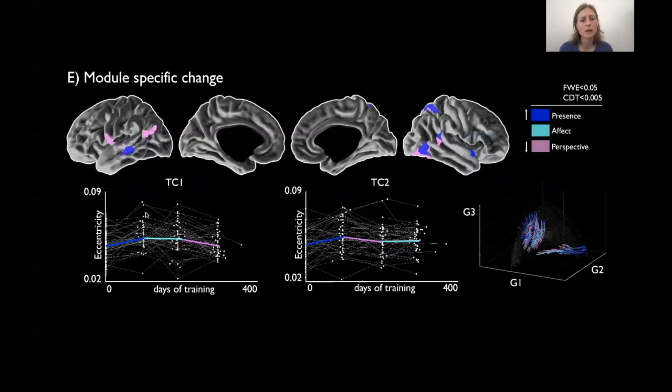So what we found is that when you train presence, these networks in transmodal, parietal temporal regions segregate more, so you become less similar to the rest of the brain, whereas when you train perspective, they get more integrated, meaning that they get more similar to the rest of the brain, which is also a way that has been shown that the brain behaves when you focus and do something effortful. And you see this in both cohorts, whereas affect didn't show much change in this metric of eccentricity.